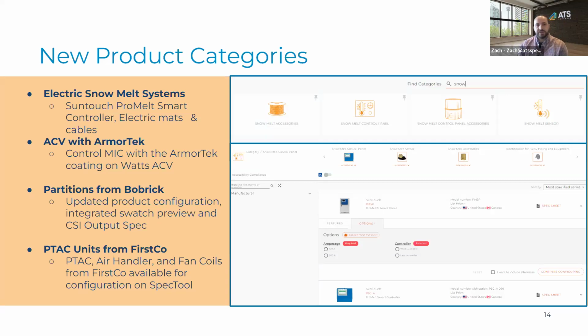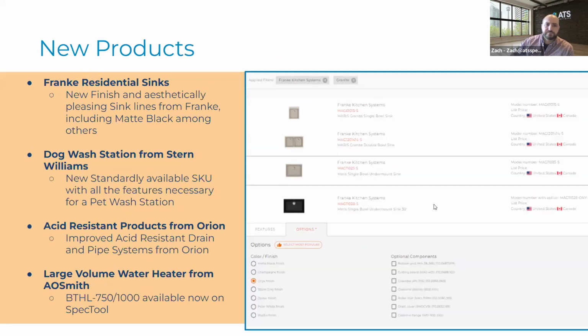And then, of course, the PTAC units from Firstco, all the PTAC, air handler, and fan coils from Firstco are available for configuration on SpecTool. So if you are working on an amenity space or you're working on the PTAC for an individual unit, then you can get that all configured and available on the SpecTool now. Some more new products.